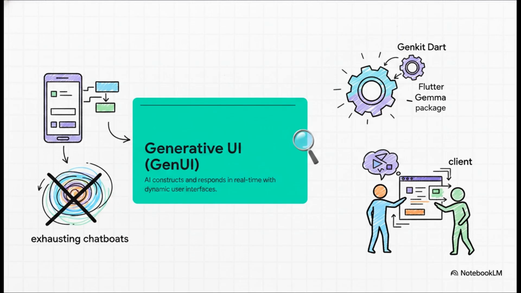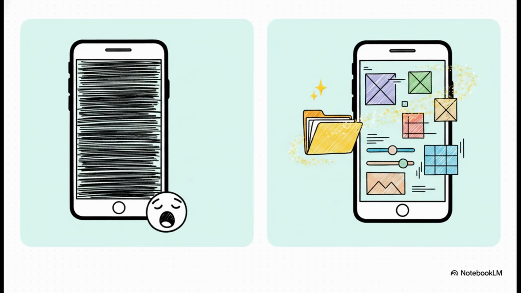By using tools like Genkit Dart and the Flutter Gemma package, we can actually compose interactive apps on the fly. We're stepping into this whole new paradigm where the AI doesn't just spit out text. It collaborates with the client on the composition and state of a real functional user interface. This contrast is striking. The old, tedious text-in, text-out method is out.